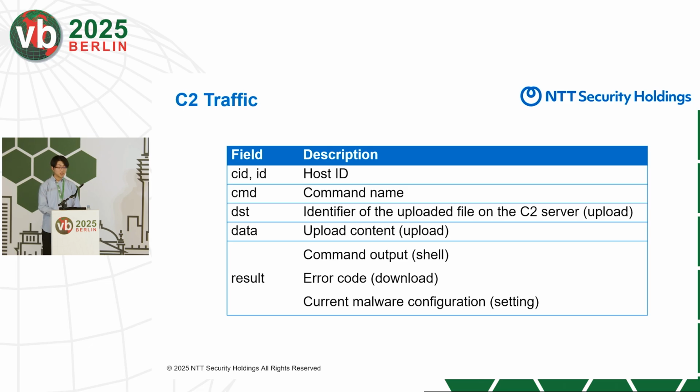This table shows the JSON keys we see in every C2 message. The whole packet sits inside ECH. After decryption, we see these fields. CID and ID both hold the host ID. They tell the server which machine or victim is talking. Results keeps the reply from the RAT: shell output, an error code, or the current config. With just these keys, the attacker can tag each host, move any file, and run live shell commands, all inside one encrypted TLS stream.